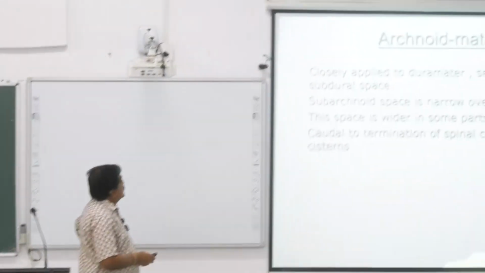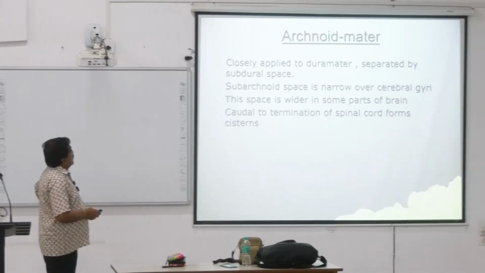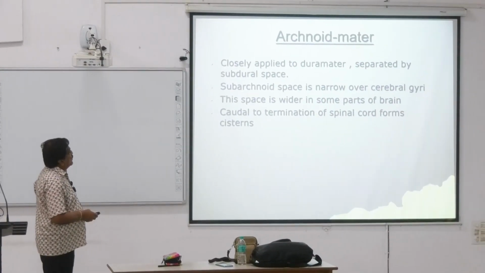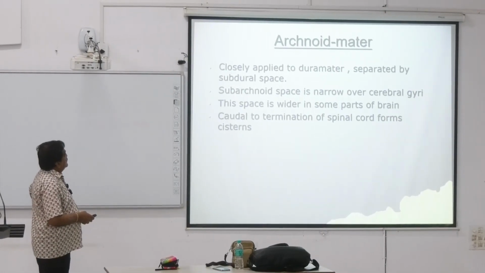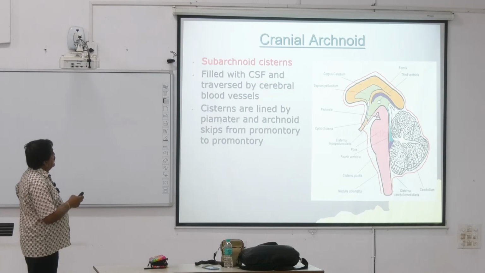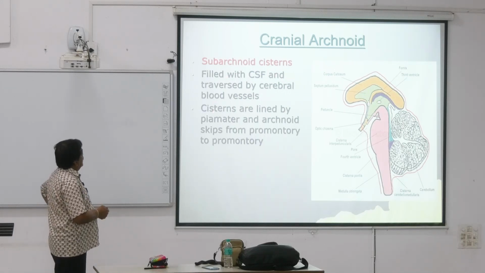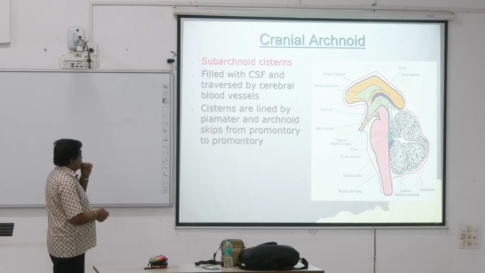Now, the arachnoid mater is closely applied to the dura mater, separated by the subdural space. The subarachnoid space is narrow over the cerebral gyri, and this space is wider in some parts of the brain. Caudal to the termination of the spinal cord it forms the cisterns. Now, the cranial arachnoid: the subarachnoid cisterns are filled with CSF and traversed by cerebral blood vessels. Cisterns are lined by pia mater and the arachnoid skips from promontory to promontory.